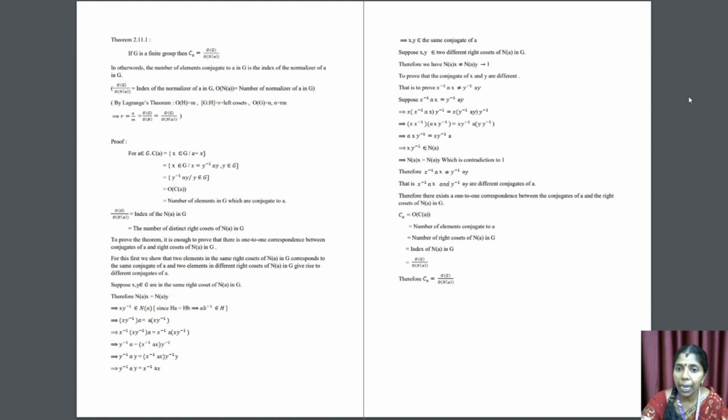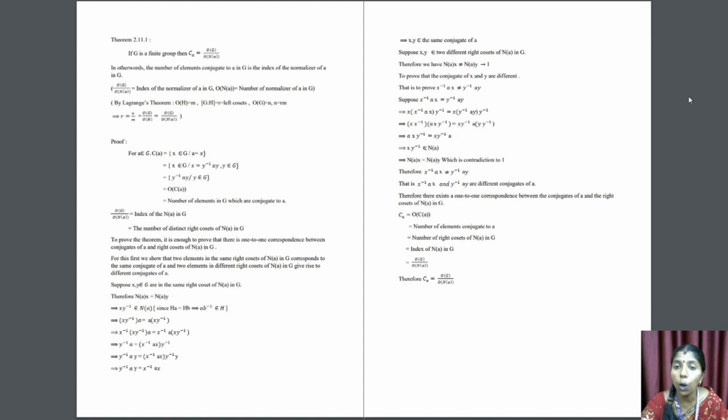This implies a x y inverse equals x y inverse a. This implies x y inverse belongs to N(a). From that condition we get N(a)x equals N(a)y, which is a contradiction to our assumption that N(a)x is not equal to N(a)y. Therefore x inverse a x is not equal to y inverse a y. That is, x inverse a x and y inverse a y are different conjugates of a.